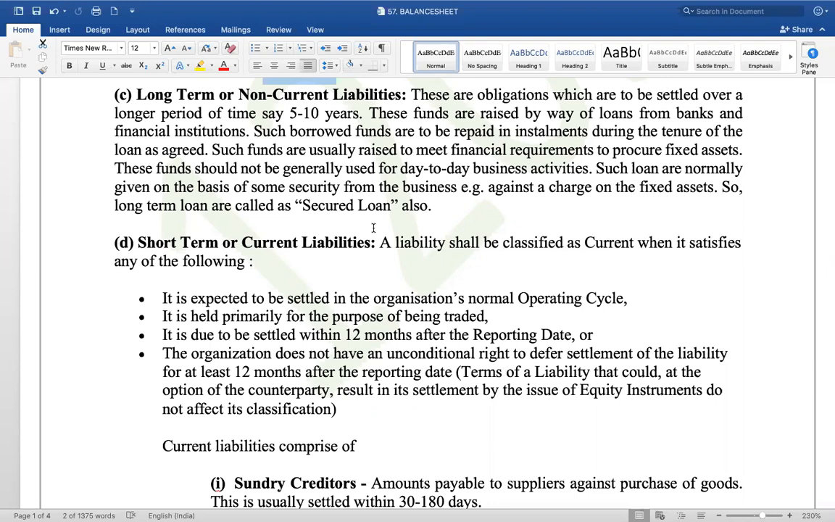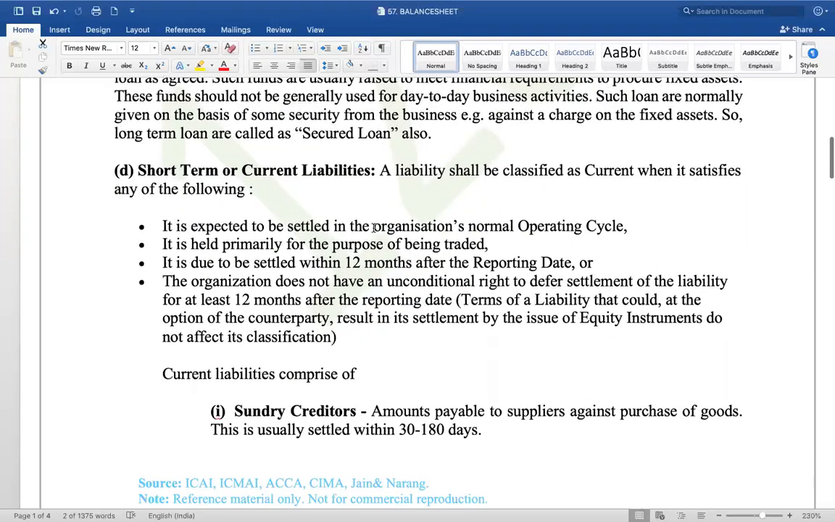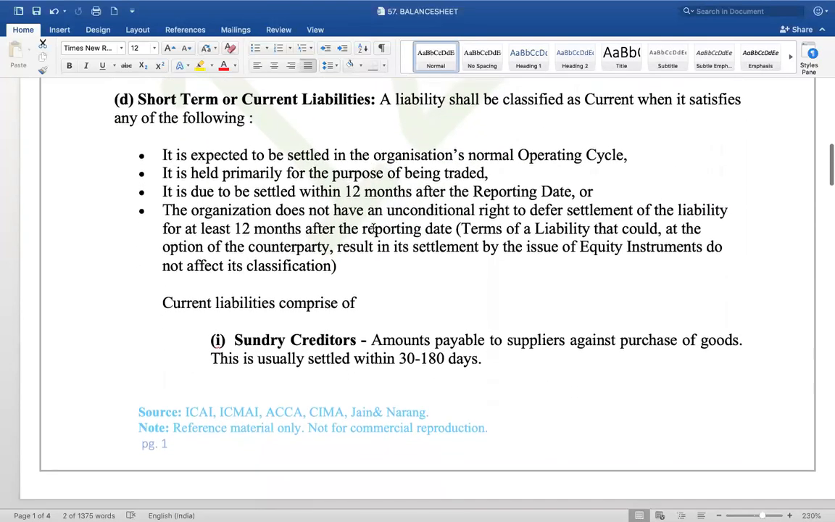What is a long term or non-current liability? If your obligation is beyond 12 months, that's called a long term liability. If the obligation is less than 12 months, that's called a short term liability, or current liability. Let's look at that. If it is less than 12 months, like what?